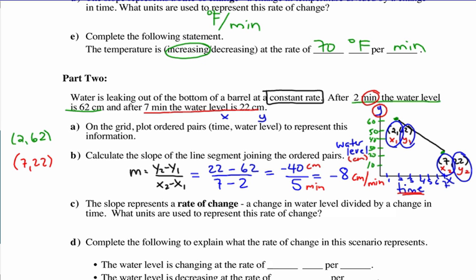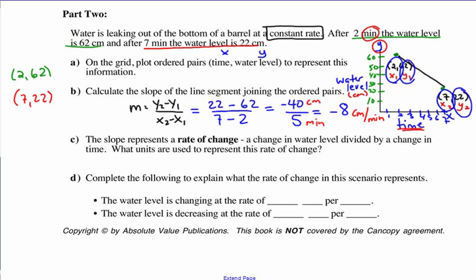And why is it negative? Well, let's think about the question. Water is leaking out of the bottom of the barrel. So our height, the water level, is decreasing. So notice the slope represents a rate of change. A change in water level divided by a change in time. What units are used to represent this change? We just talked about that. Centimeters per minute. Explain the following.